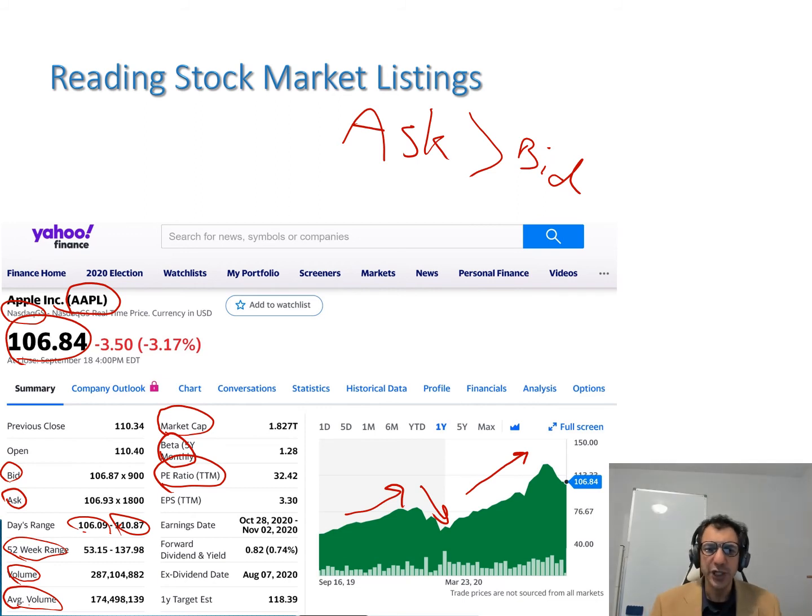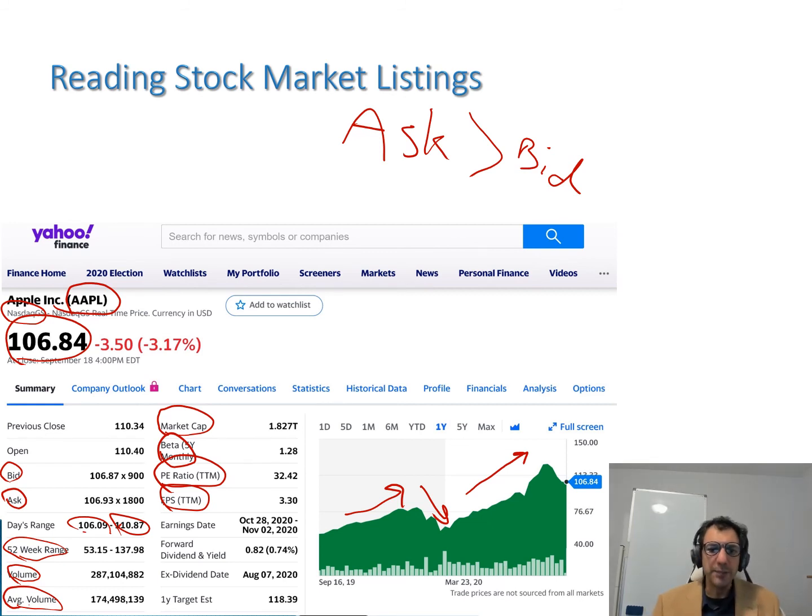EPS is earnings per share, the total net income divided by the number of shares. It indicates the earnings of the companies. TTM stands for trailing 12 months. So it's showing the historical data for the last 12 months. It shows the last 12 months earnings per share. And for sure, we have a forward-looking EPS, which in this case is based on the estimation of the experts.